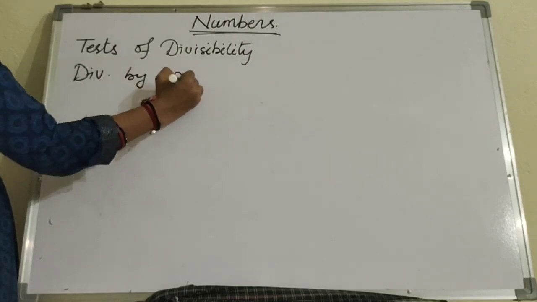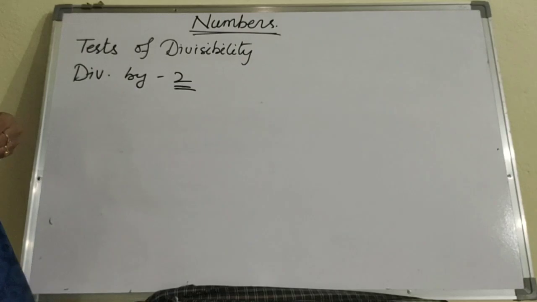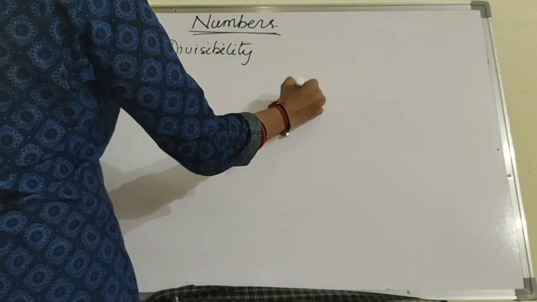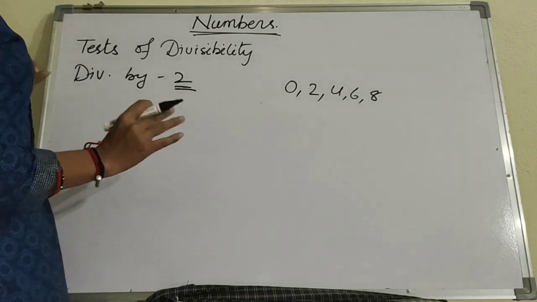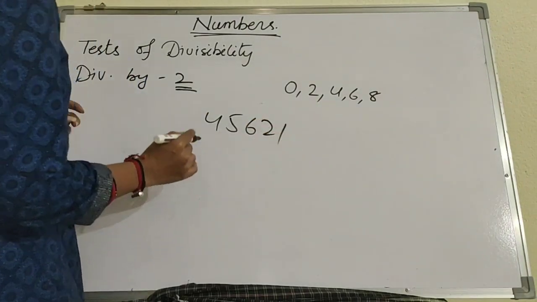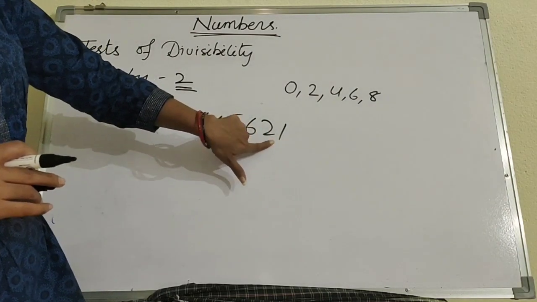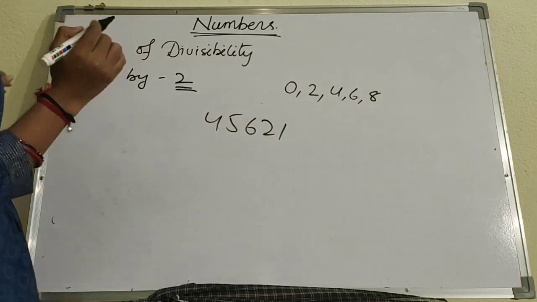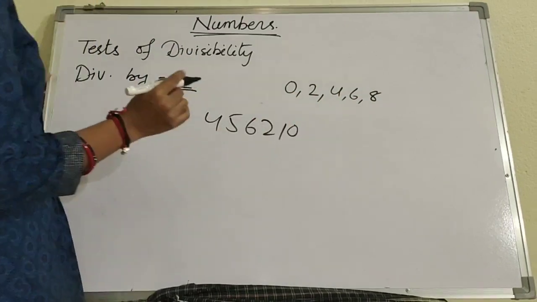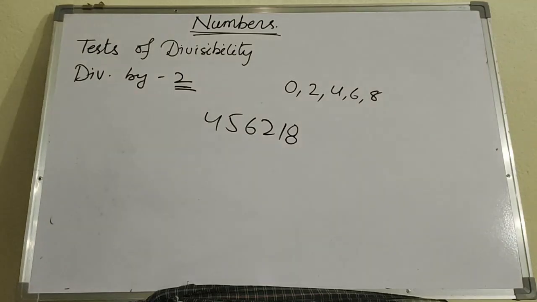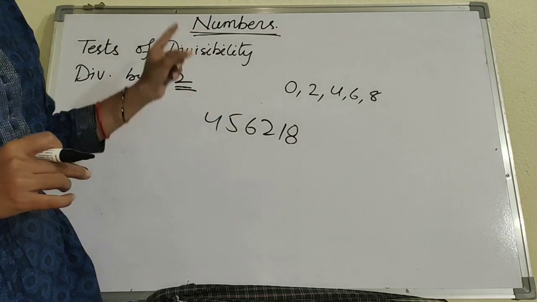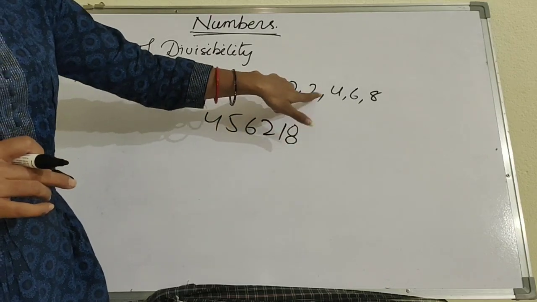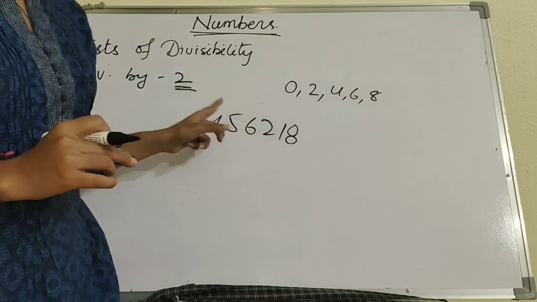Divisibility by 2. The rule is that if in any number, the unit place has 0, 2, 4, 6 or 8, then that number will be divisible by 2. For example, take a number randomly like 45621. In this number the unit place has 1, so it is not divisible by 2. But if you put any of these digits, like 0, or suppose I take 8 here, then this number is divisible by 2 because the unit place has 8. So the rule for divisibility by 2 is that if the unit place has 0, 2, 4, 6, or 8, then it will be divisible by 2.